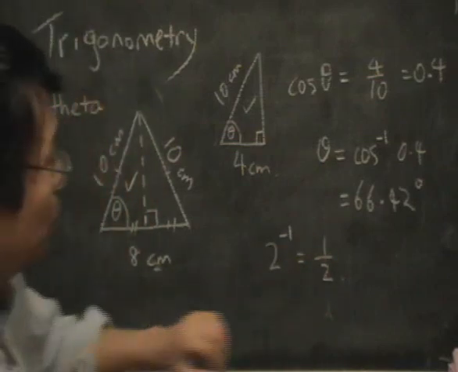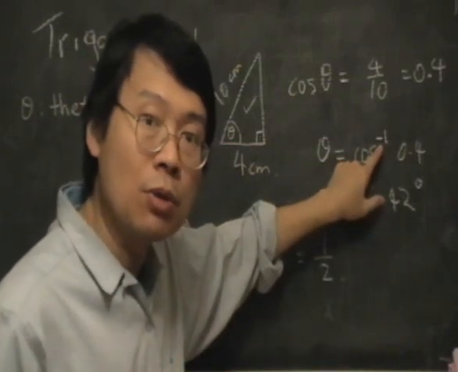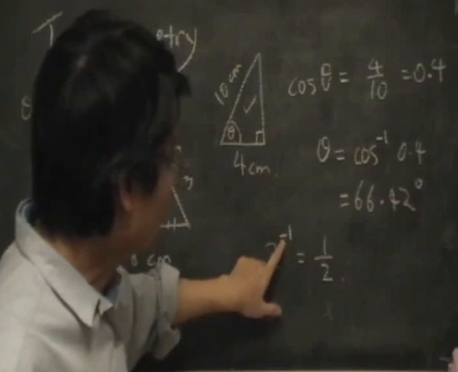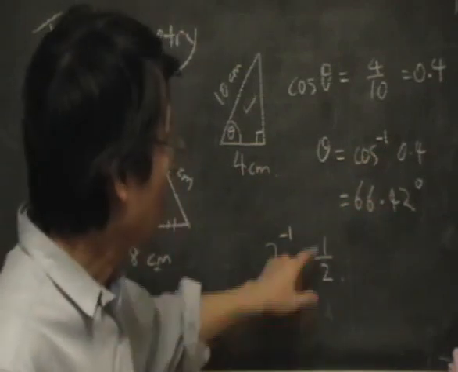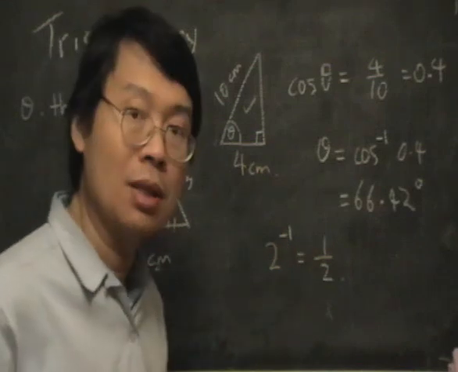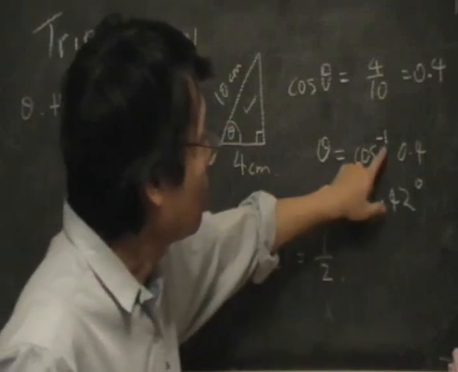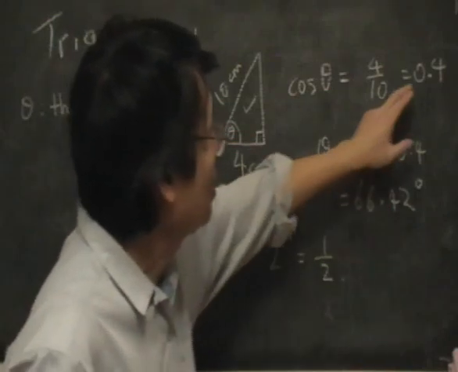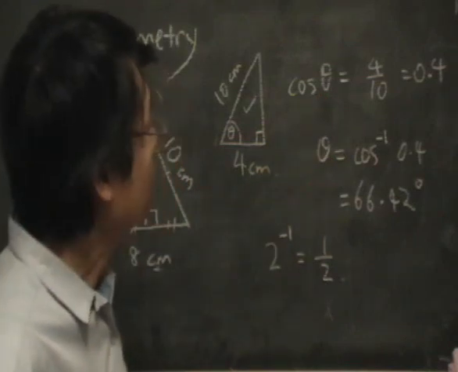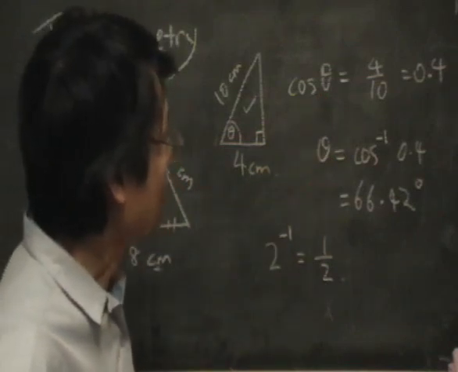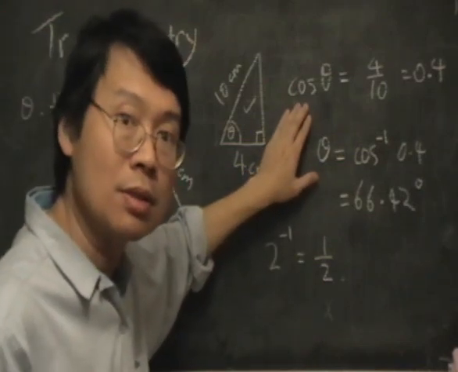Now we have to be careful here. The minus 1 there is more abstract than the minus 1 here. The minus 1 there does not mean 1 over the cosine like that. Definitely does not mean that. The minus 1 there simply means that it gives us the angle of the cosine. So in that sense it's an inverse of the cosine that we start with.